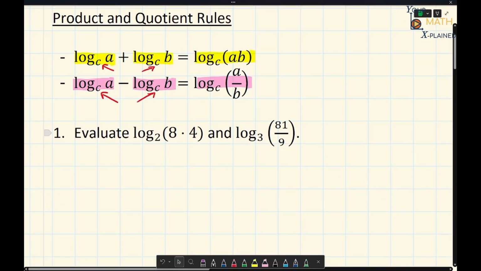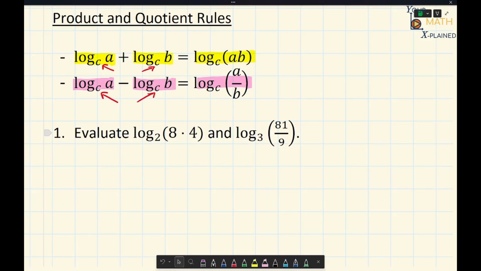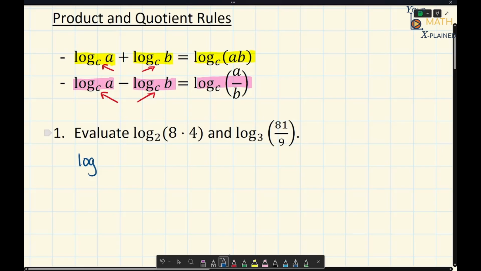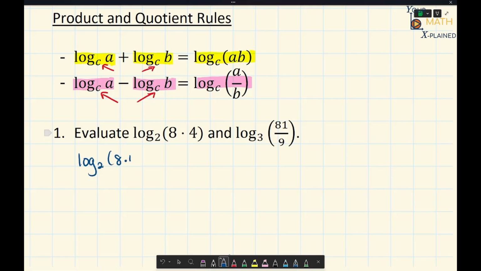So we want to evaluate log base 2 of 8 times 4 and log base 3 of 81 divided by 9. So let's first rewrite log base 2 of 8 times 4 using our product rule. So we have log base 2 of 8 times 4, and we're going to split this up into two logs. So essentially, we're going from the right side of the equation to the left side. So this ends up being log base 2 of 8 plus log base 2 of 4.